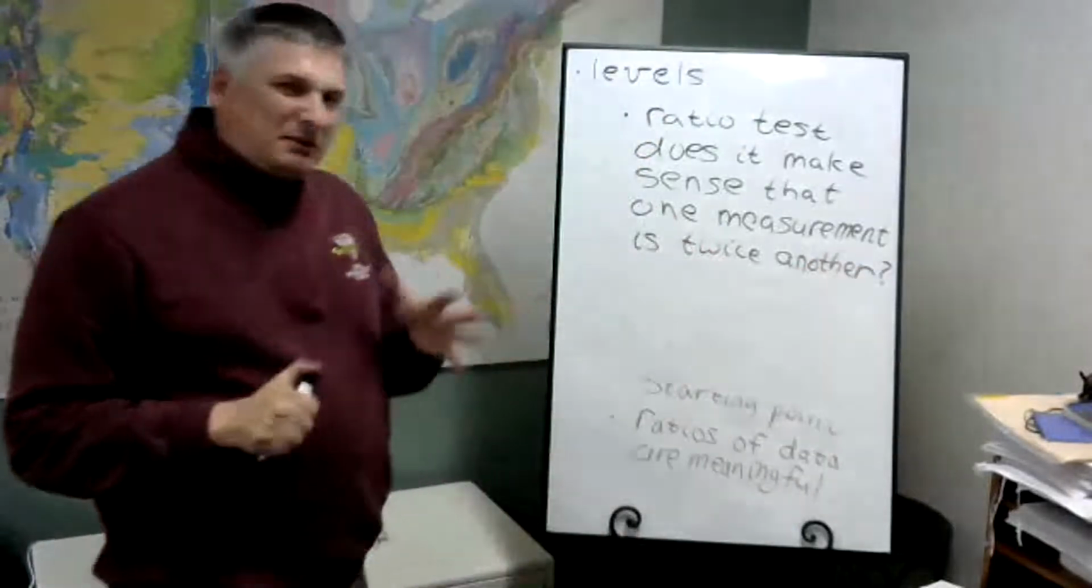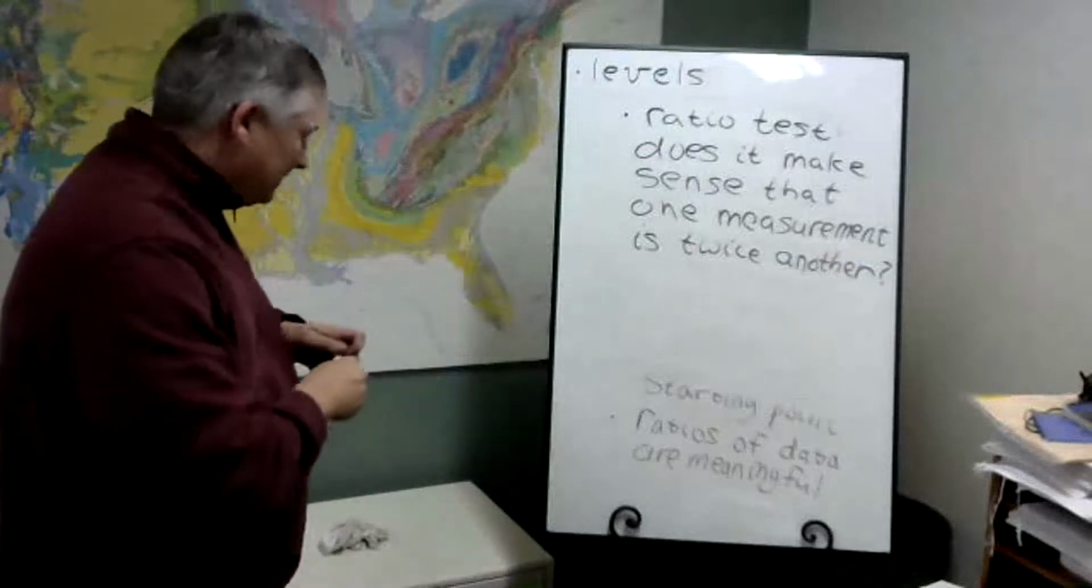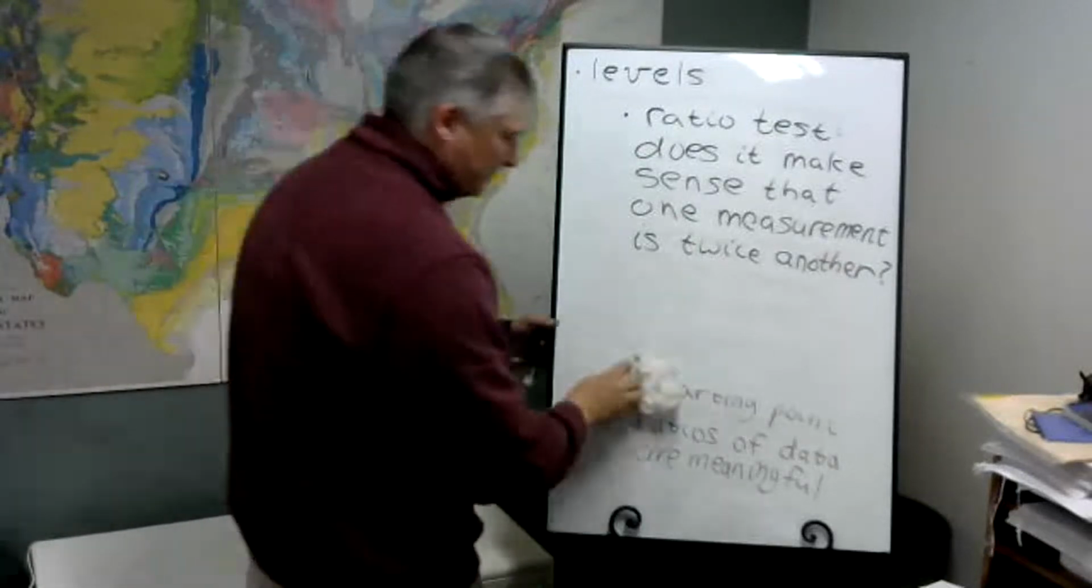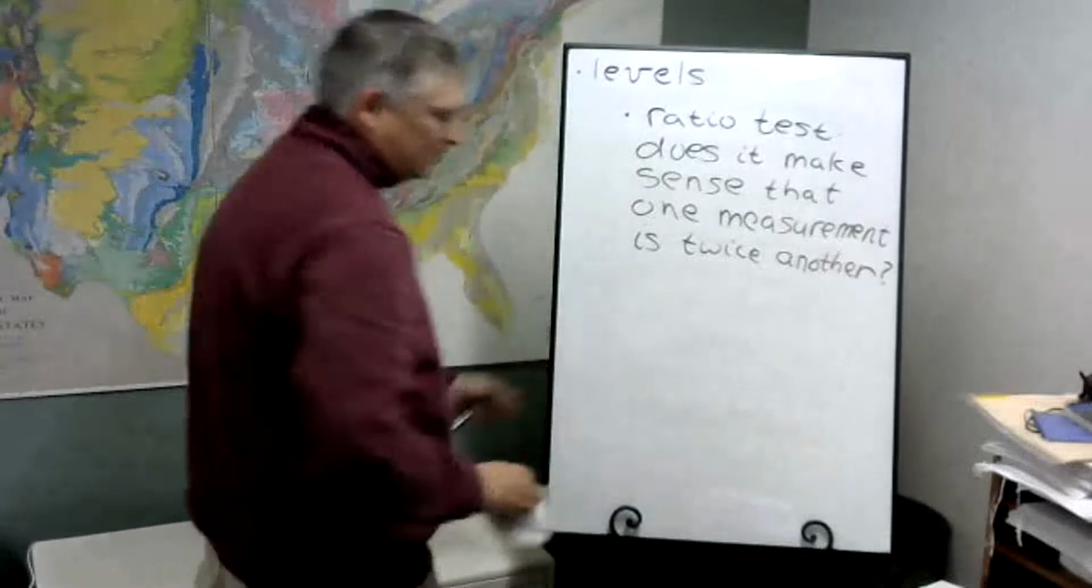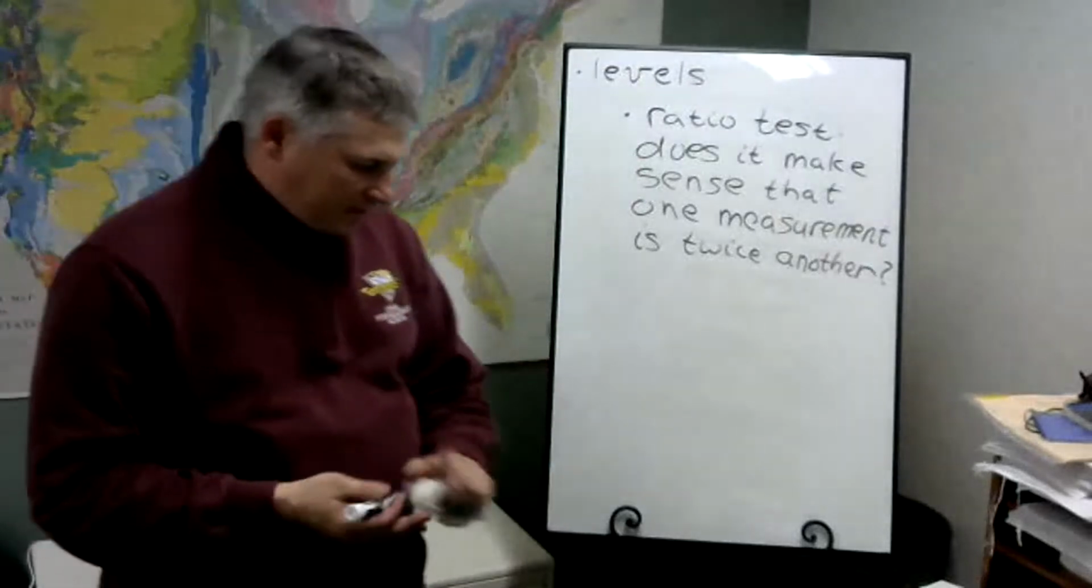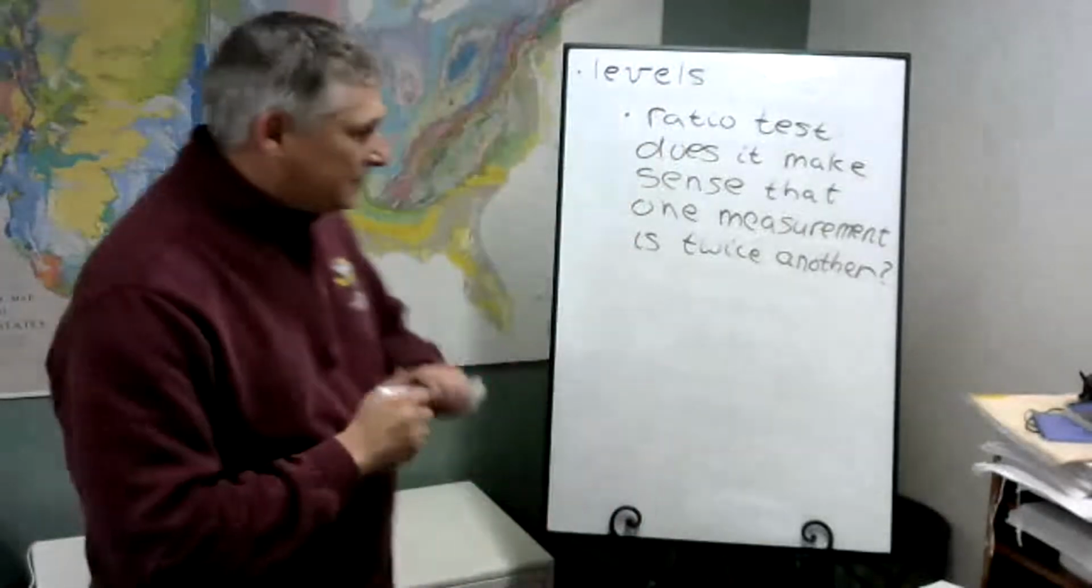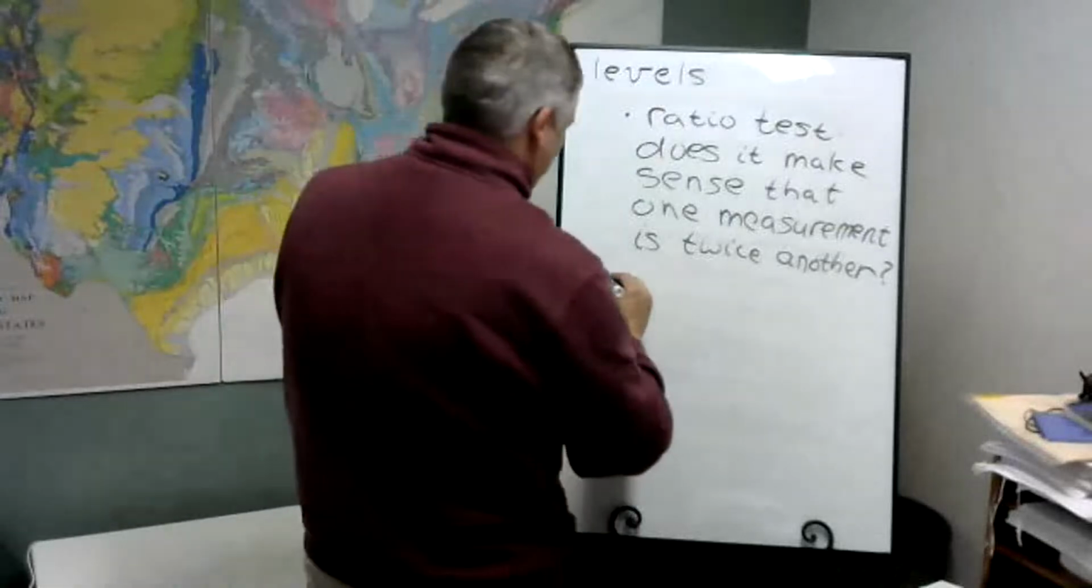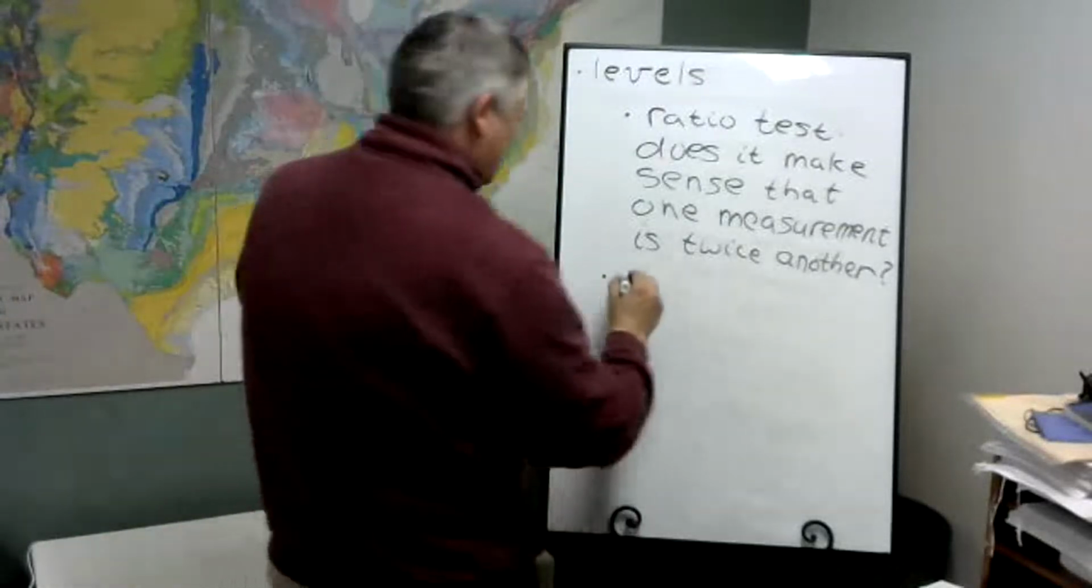And again, this could be a little tricky. So let me go through the example of temperature. And again, it has to do with something else. And let me give you the other standard. The other test is this. It's called the true zero test.